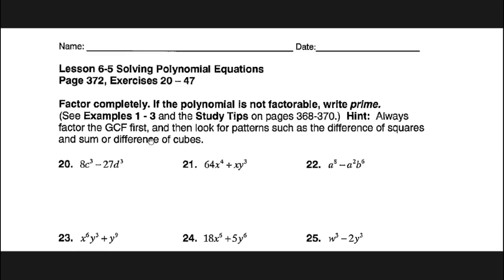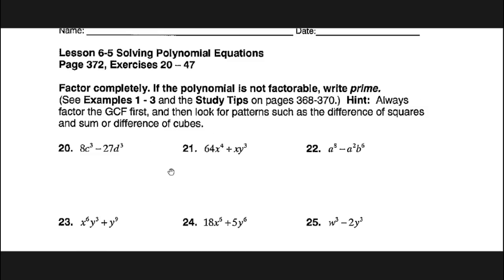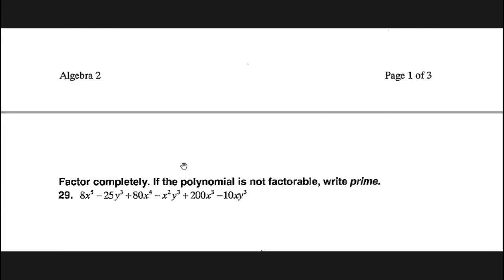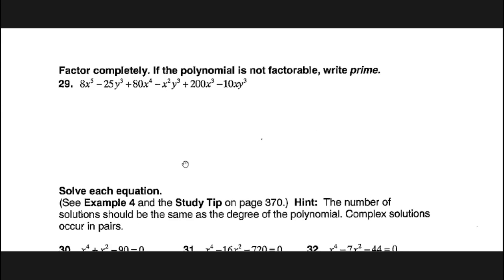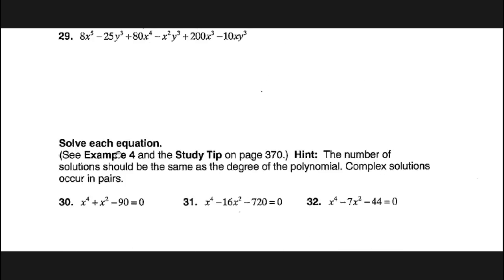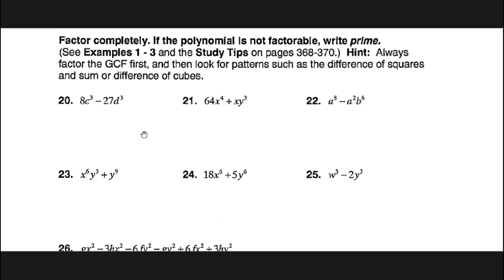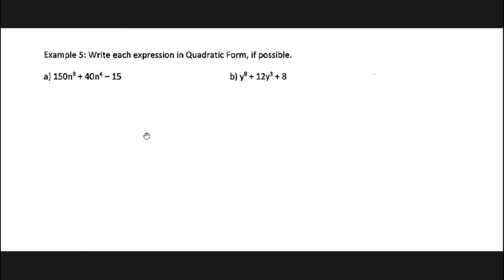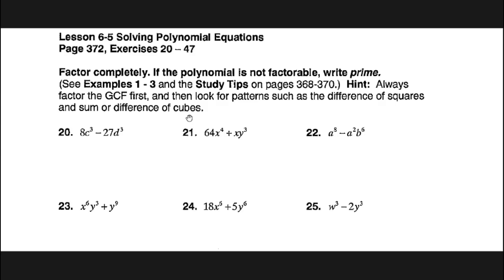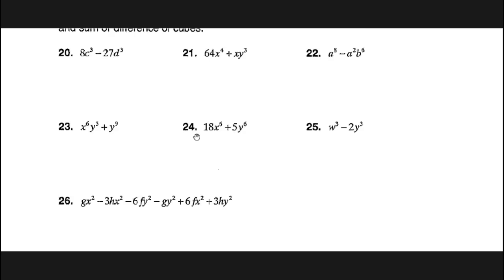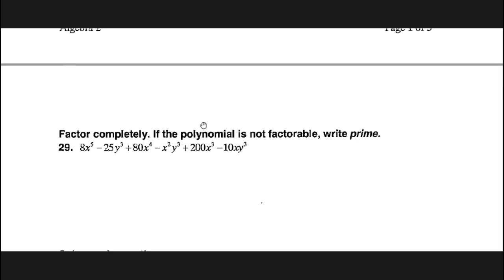So for your homework, you're doing 20. I don't want you to get to the quadratic ones. You're doing 20 to 29 only. Okay? Tomorrow we'll pick up with examples 5 and 6, as well as talk about solving. So for tonight, you're just doing 20 to 29. So the front and then that last one on the back.